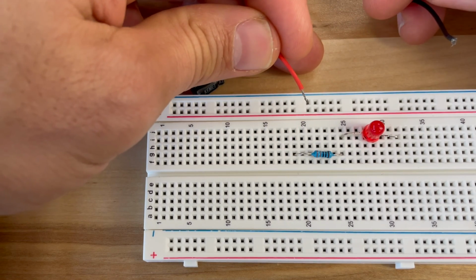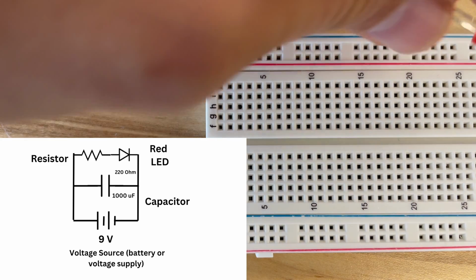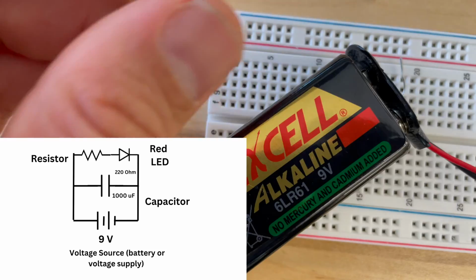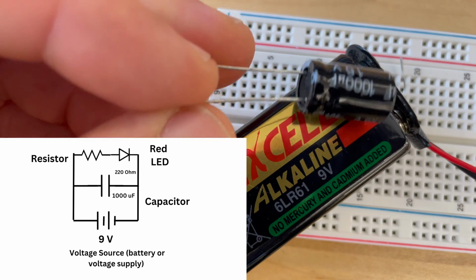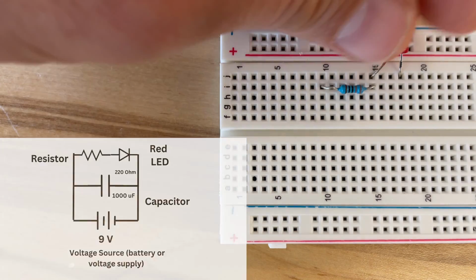Everything is functioning correctly. Okay, so just like before, we're going to go from a circuit diagram to the breadboard. The first thing we want to do is take a look at our circuit and recognize all the components that we're going to need to build it. Once again, we're going to need a red LED, a 220 ohm resistor, a battery for supply, and also a 1000 microfarad capacitor.